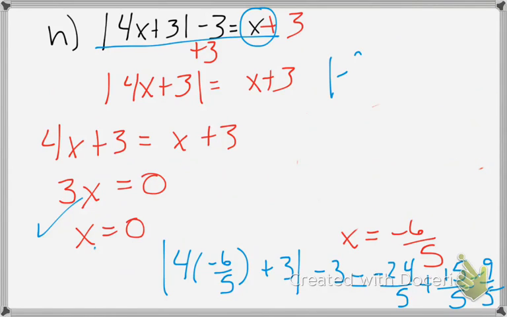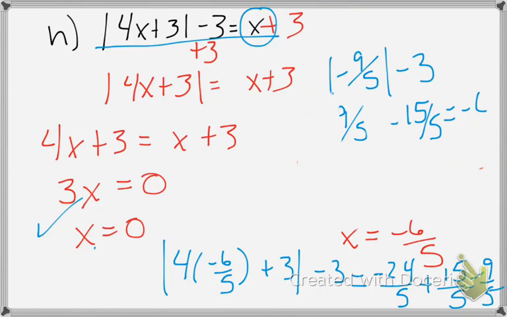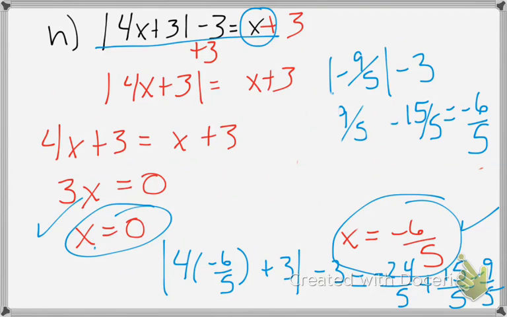So I've got the absolute value of negative 9 over 5 minus 3. So the absolute value of negative 9 over 5 gives me a positive 9 over 5 minus 3. I get my common denominator, which would again be 15 over 5, which gives me a negative 6 over 5, which is precisely what I wanted. So this answer does in fact check out, and I have two solutions again.